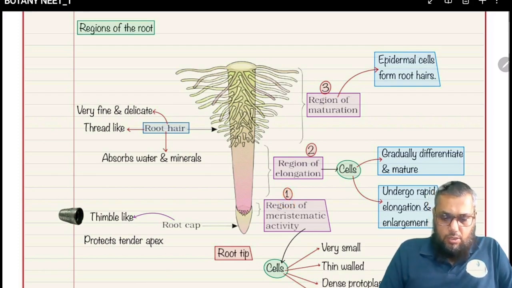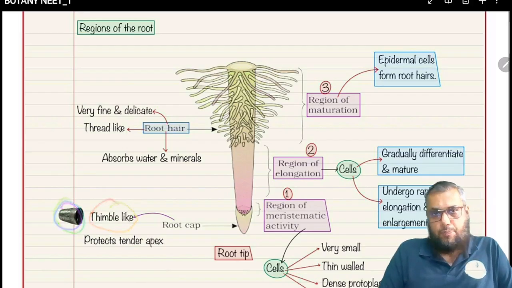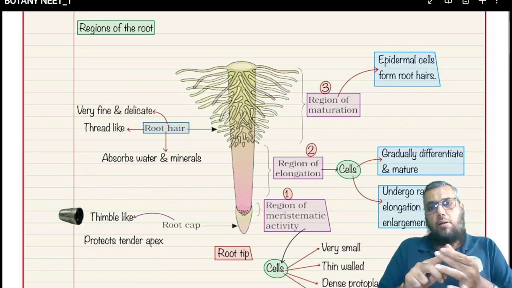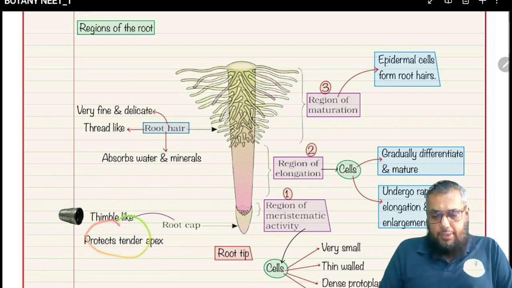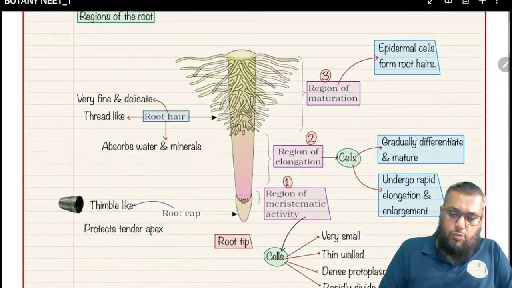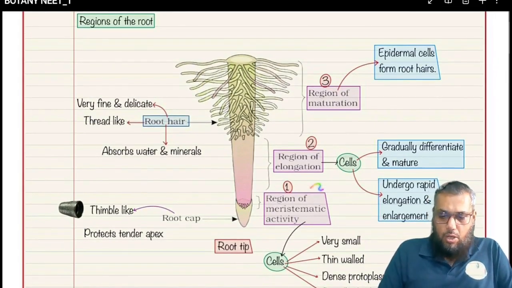And this meristematic region is protected by a thimble-like structure. Look at this structure. This is called a thimble-like structure. Okay? Just as when you are sewing, you wear a thimble so that the needle does not prick you. So it protects the tender, young region of the region of meristematic activity. The root protects it, because the cells here are very small, thin walled, with dense cytoplasm, and keep on undergoing cell division repetitively.